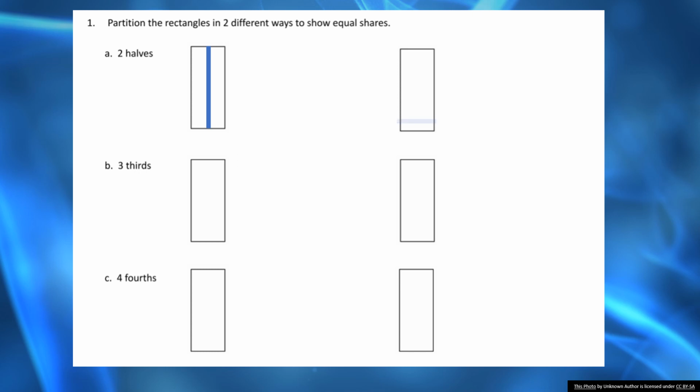And now for the second way, I'm going to use a horizontal line or a line that goes from side to side. And now I have half of my rectangle below my line and half of my rectangle above my line. So now I've partitioned these two rectangles in two different ways to show two halves. Now, if you need to, pause your video now so that you can create these lines to partition your rectangles into two halves.